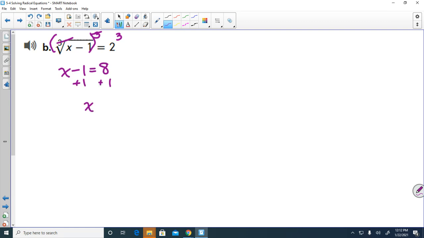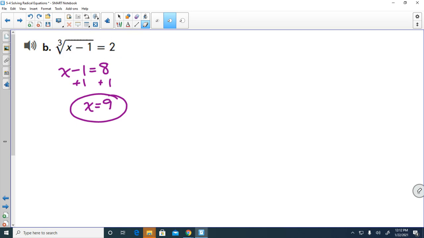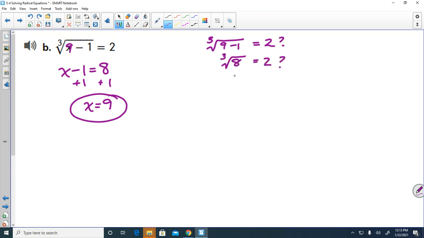And it looks like my answer is 9, but I just need to make sure that 9 is not extraneous. So I'm going to go back to my original equation. I'm going to substitute 9 in for the x. So the cubed root of 9 minus 1, is that equal to 2? Let's check. That would be the cubed root of 8. Is that equal to 2? Yes, it is. So 9 is not extraneous. 9 is an actual solution.